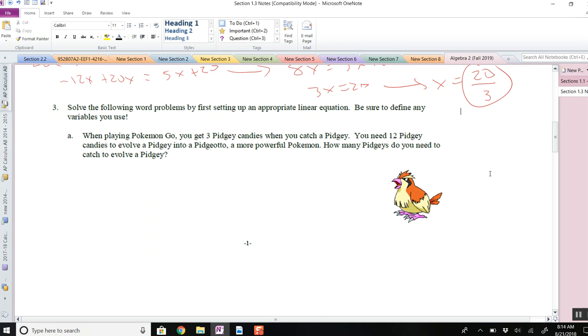You need 12 Pidgey candies to evolve a Pidgey to a Pidgeotto. Okay, I guess so. It's a more powerful Pokemon. How many Pidgeys do you need to catch? Well, I think that's pretty easy. That's just 12 minus 3. So say you set up the equation where P is the Pidgeys you need to get, and you need 12 to get there. Or, I guess we could write it like this, P plus 3 equals 12, because you already have 3. You need P more Pidgeys to get to 12. Then, of course, the answer is 9. I mean, that's pretty obvious. You don't need to make an equation for that.